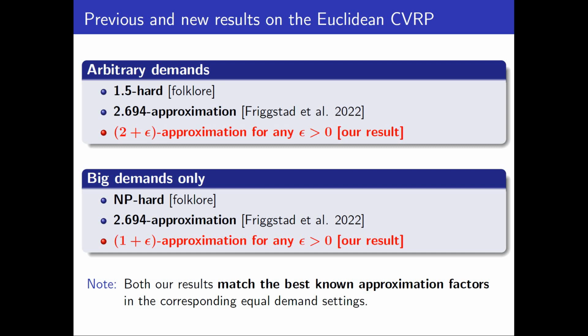Could you do even better than 1+ϵ? A polynomial time algorithm, perhaps? No, because the problem is NP-hard. You said that this holds for unequal demands, but the problem has previously been studied for the special case of equal demands. So how do your results compare to those? Both our results match the best known approximation factors in the corresponding equal demand settings.